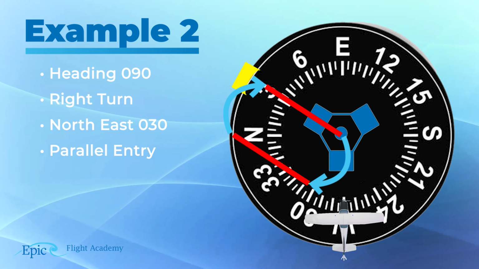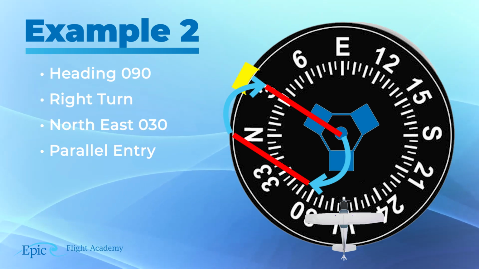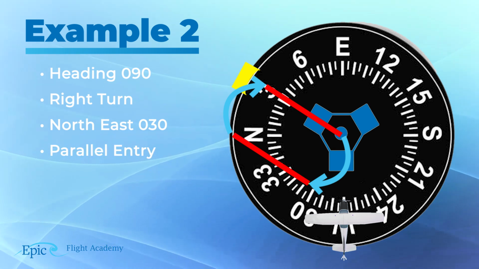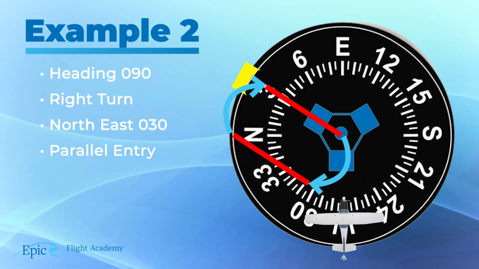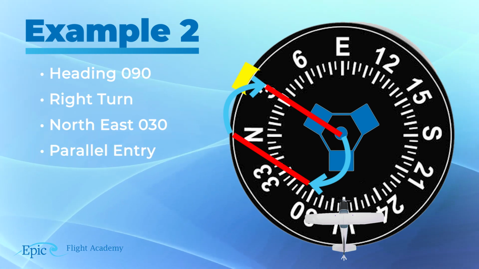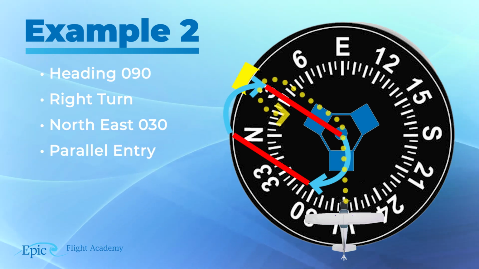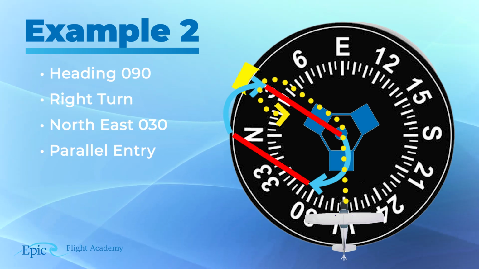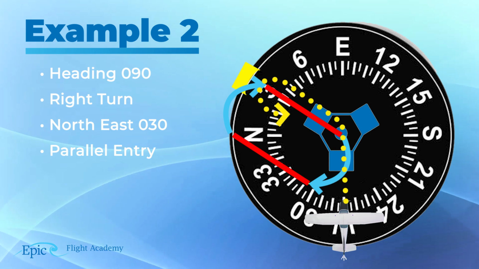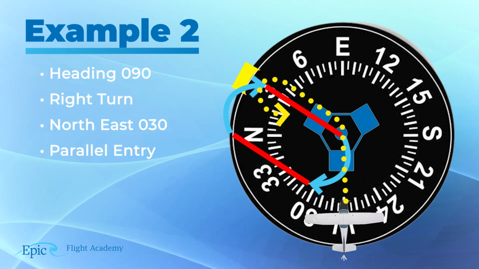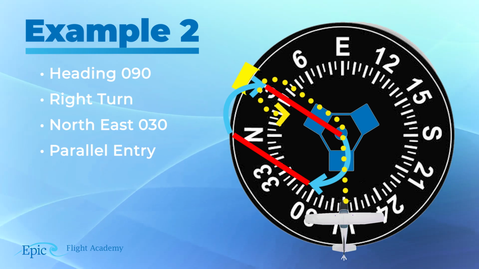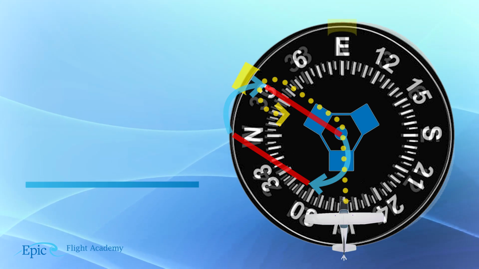Now, taking a look at my HSI and the holding pattern, we can see that the best entry would be what we call a parallel entry. Fly to the fix and parallel the inbound course as I'm heading outbound. I'm then going to make a turn to the left and come back to the inbound leg.